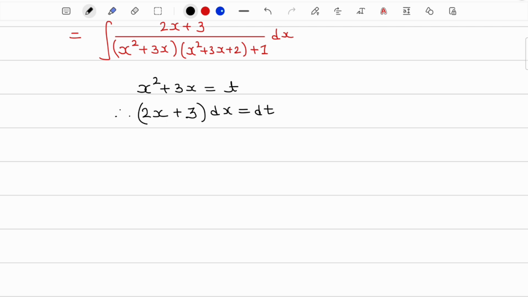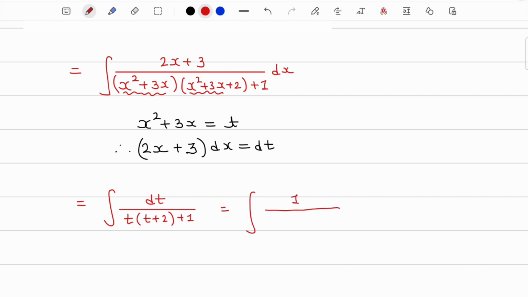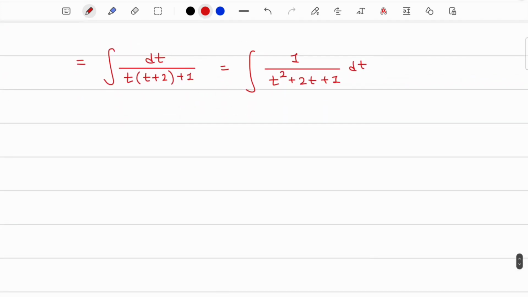Yes, chalo. So replace (2x plus 3) dx by dt and x square plus 3x by t. So dt upon t into, this is t, this is t, t into (t plus 2) plus 1. So this term can be rewritten as integration of 1 upon t square plus 2t plus 1 dt. Yes or no? Yes.